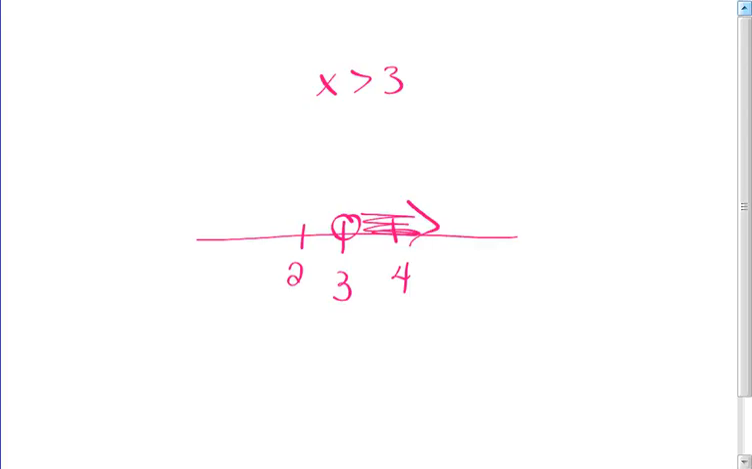Today's topic, graphing linear inequalities. We've already experienced graphing on a single number line, say x is bigger than 3. So I'd have 3 here and 2 on this side and 4 on this side, and I'd have an open dot and I'd be graphing in this direction. That's a one variable inequality.